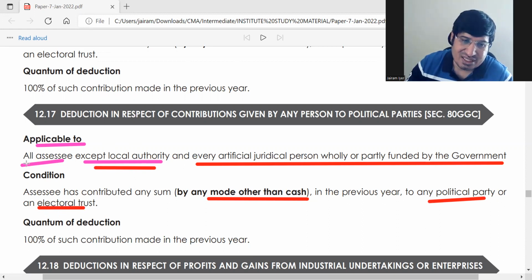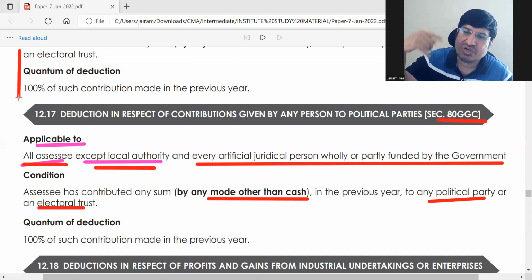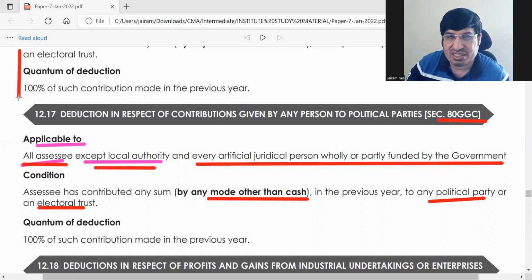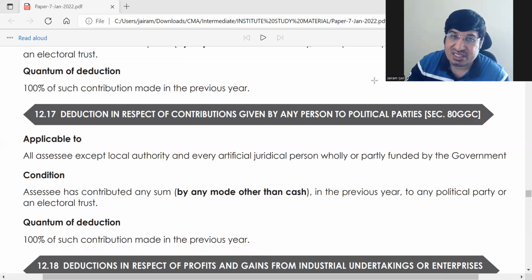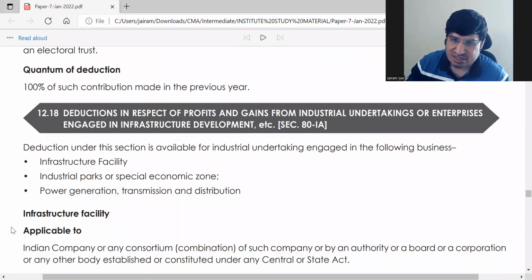Here you can see that in this section Indian company has not been specifically excluded. But because there is a specific section for an Indian company, if it is an Indian company, you should go to the previous section 80GGB, not to 80GGC. So you'll get the deduction only once. Again, the deduction is 100% of the contribution. Okay, this ends our G series.